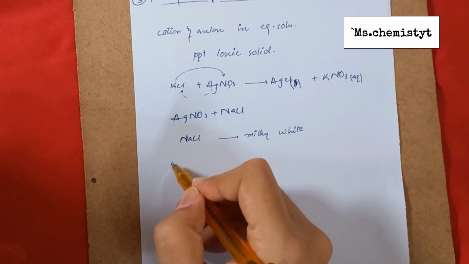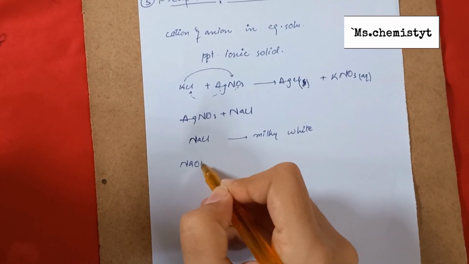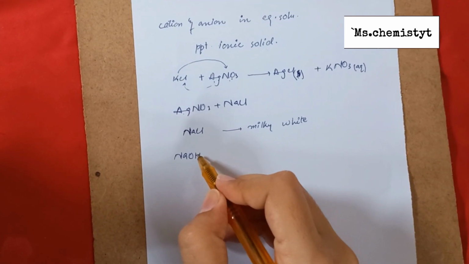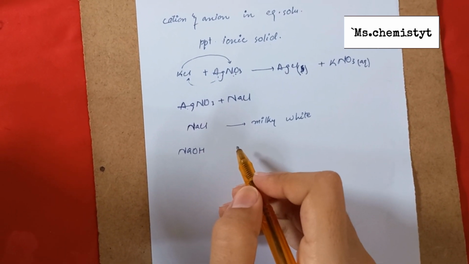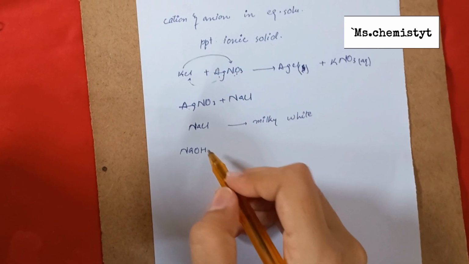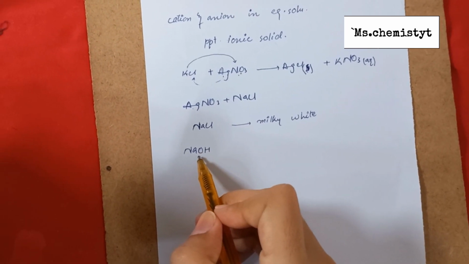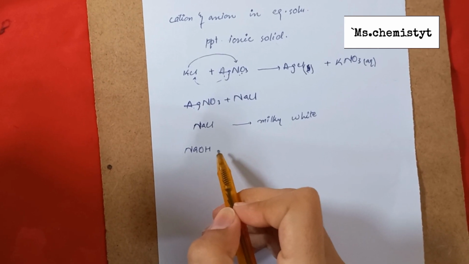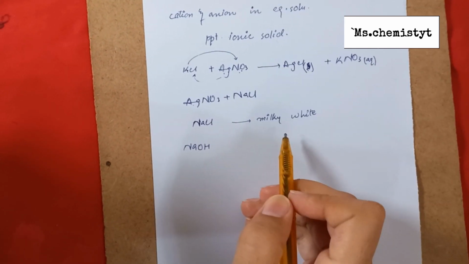Here we have another example, which is sodium hydroxide. Sodium hydroxide reacts with aqueous solution containing metallic ions. The OH ions of the sodium hydroxide will react with the metallic ion to form the precipitate.